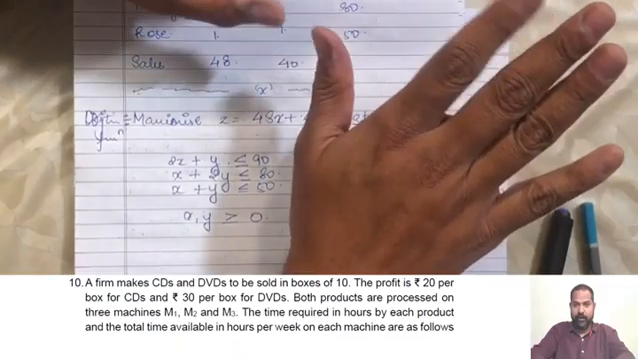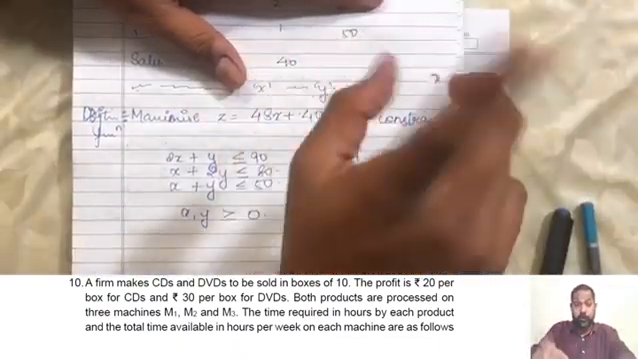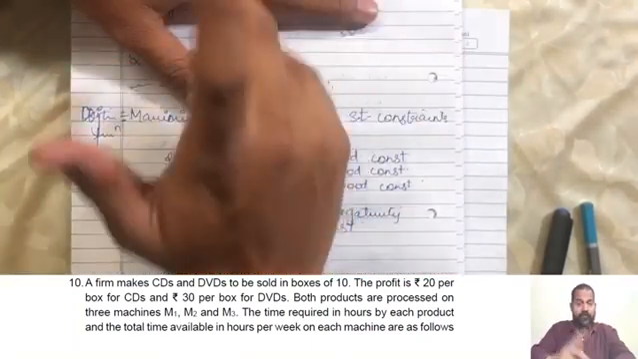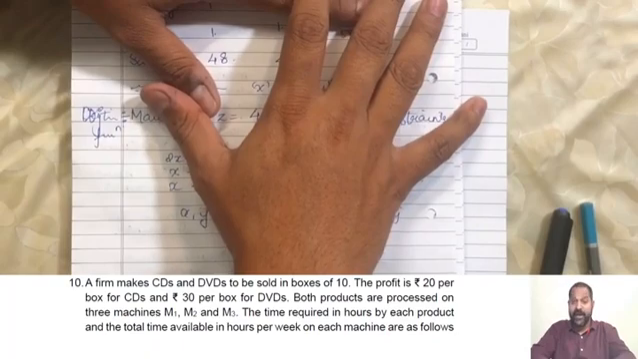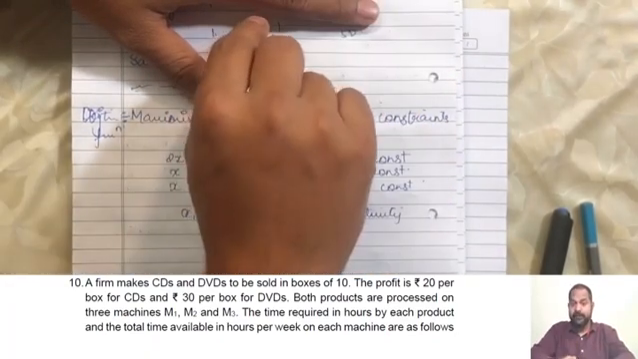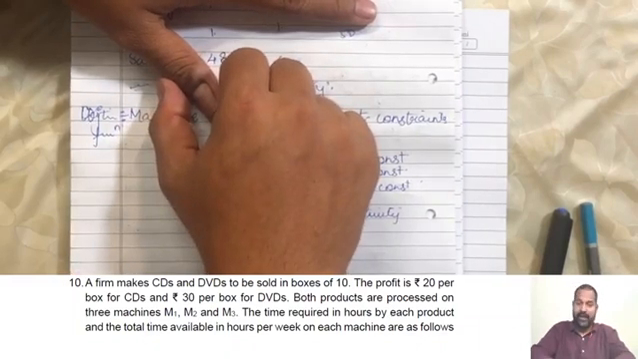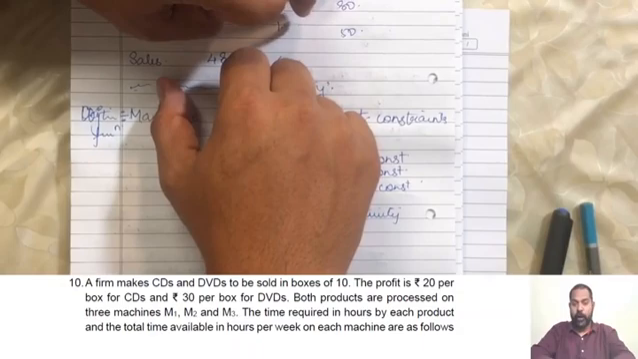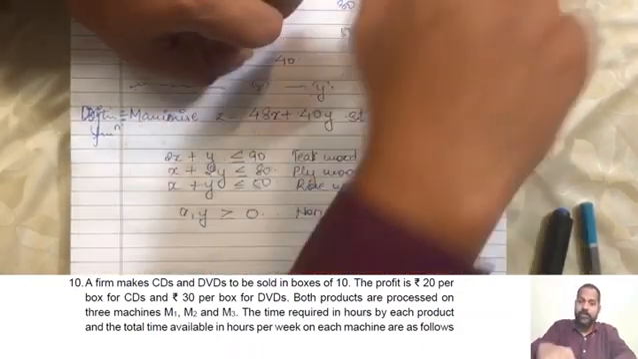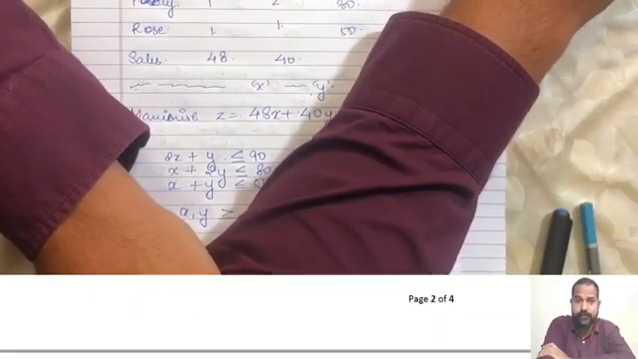So what have I read till now? You are making CDs and DVDs and selling them in boxes. The profits per box of CD and DVD are given to you. Whoever's profit is given to you become your objective function or your variables. This production is limited by 3 machines, M1, M2, M3. The time required in hours by each product and the total available in hours per week on each machine are as follows. So they have given you the details below.